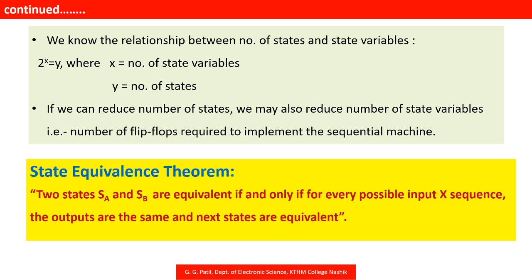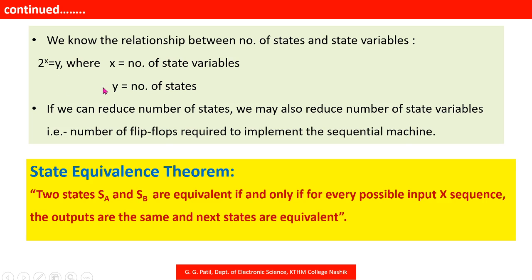We know the relationship between the number of states and the number of state variables. That relationship is given in this equation. 2 raised to x is equal to y is the relation between the number of states and the number of state variables, where x represents the number of state variables and y represents the number of states. 2 raised to x is equal to y.